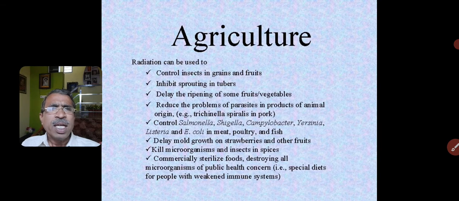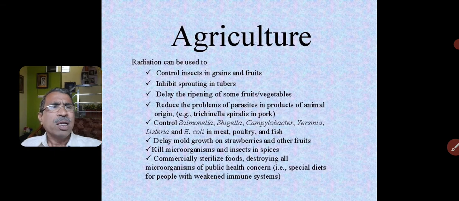Radiation can be used to control insects in grains and fruits. These inhibit the sprouting in tubers, delay the ripening of some fruits and vegetables. The radioactive isotopes are also used to reduce the problems of parasites in production of animal origin. It delays mold growth on strawberries and other fruits. Radioisotopes kill microorganisms and insects in spices. Commercially sterilized foods destroy all microorganisms of public health concern, that is, the special diets for people with weakened immune system. So these things are very good for them.